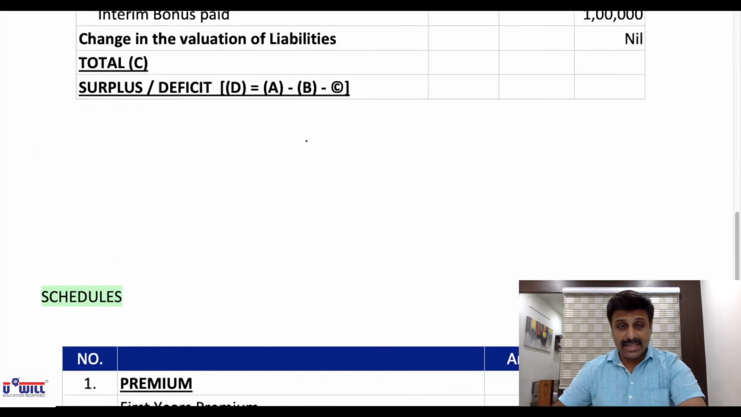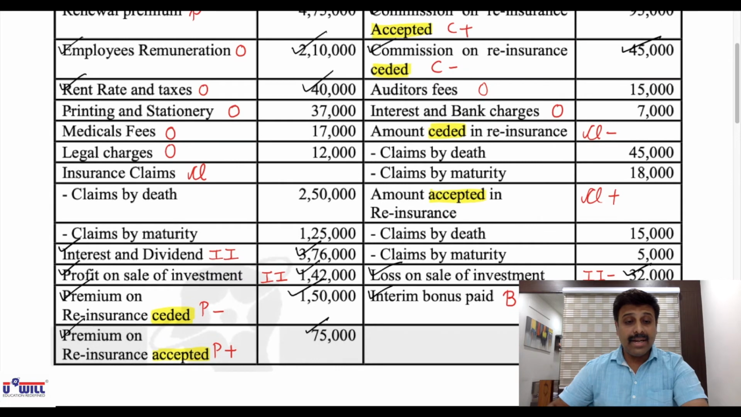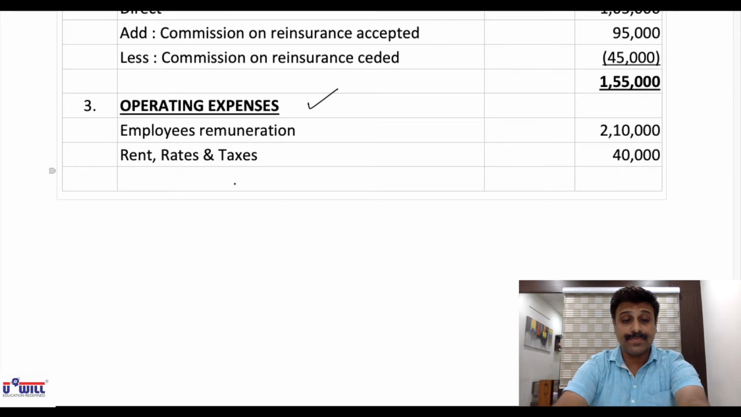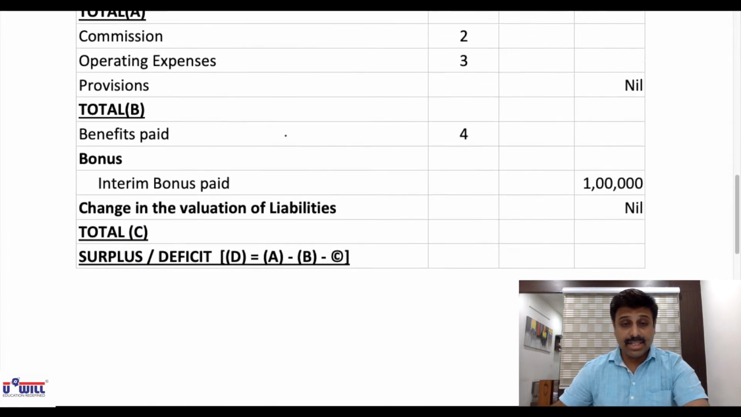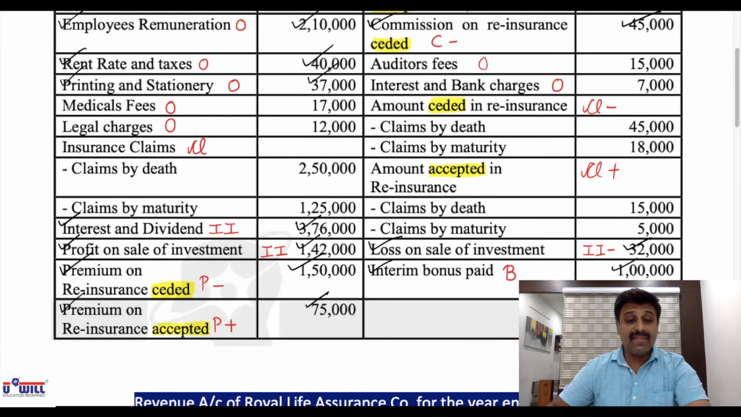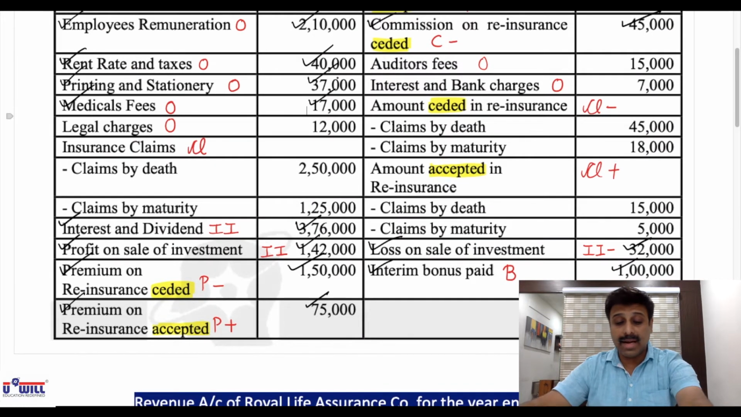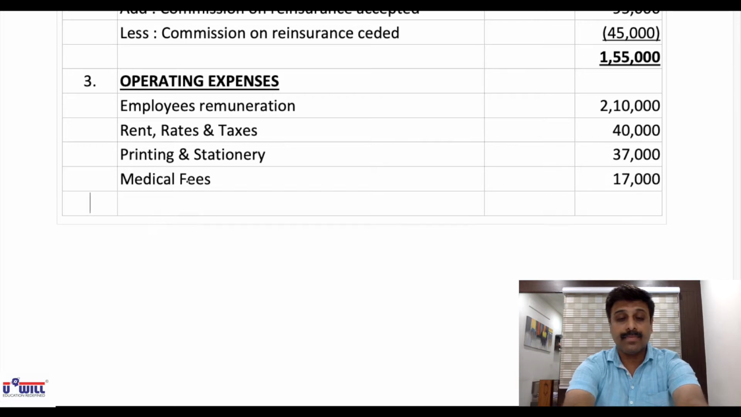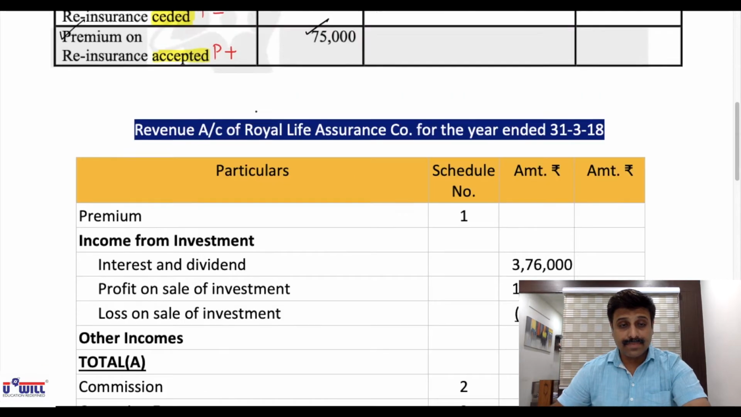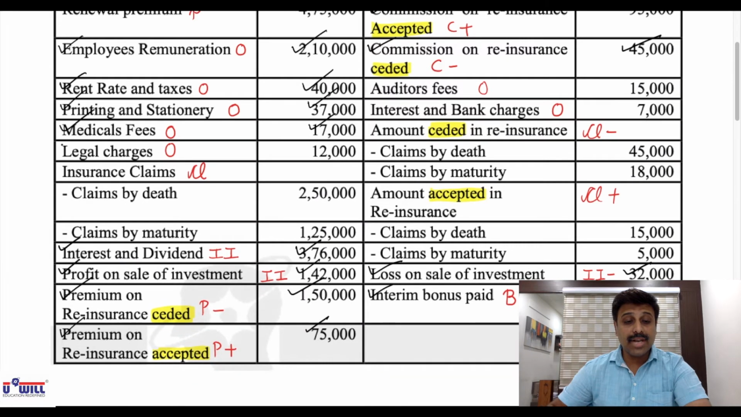Then after rent, rates and taxes, what next we have is printing and stationery 37,000. So all of you write down printing and stationery 37,000. Then after printing and stationery, what we have is medical fees 17,000. All the items marked as O. Medical fees 17,000. Then after medical fees, what we have is legal charges 12,000. So all of you write down legal charges 12,000.